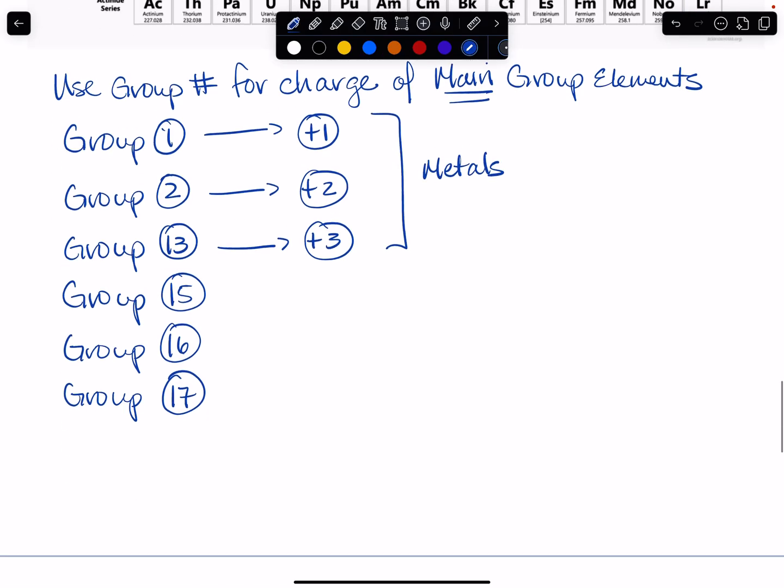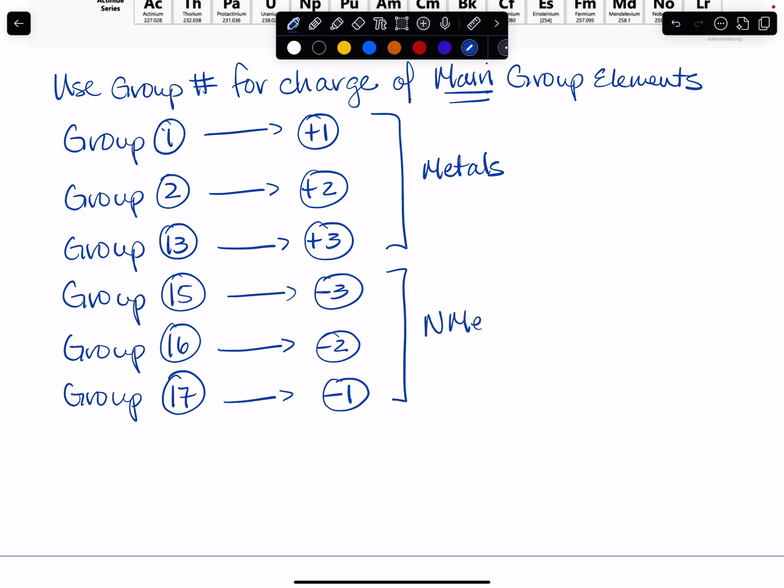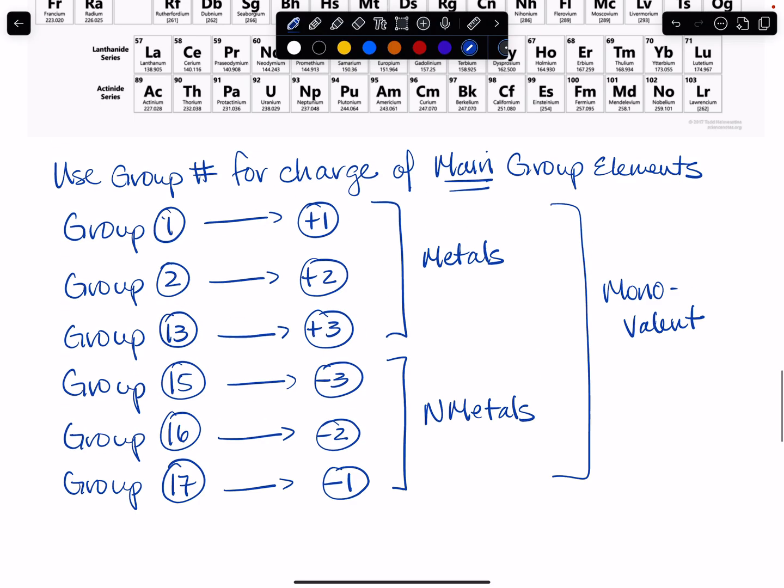Group 15 likes to form -3 ions, group 16 -2 ions, and then group 17 -1. And these, our anions, are all our non-metals. So these are all going to be our monovalent. So single charge option for these guys.